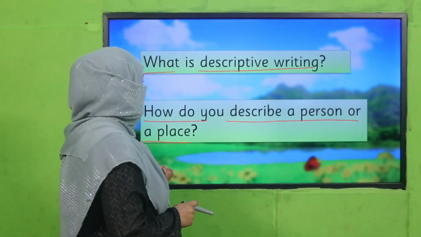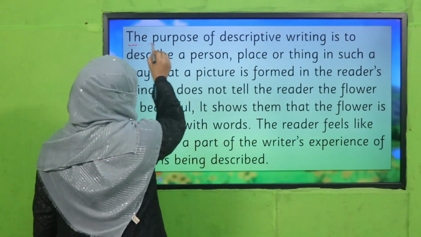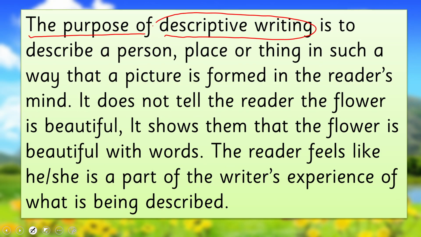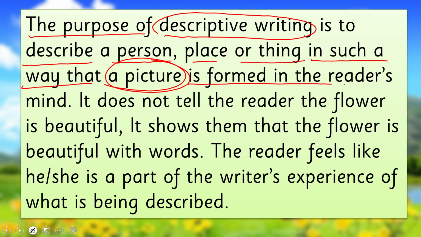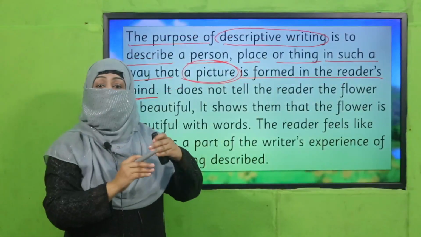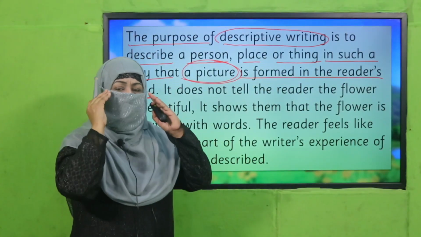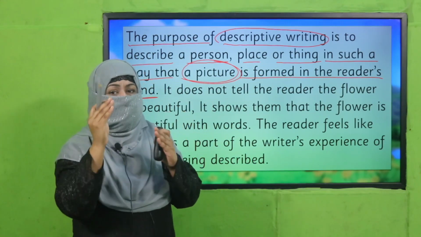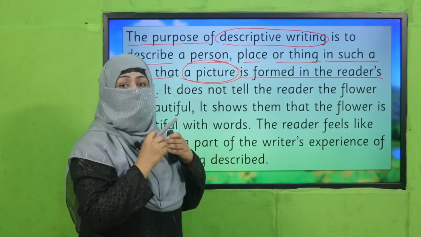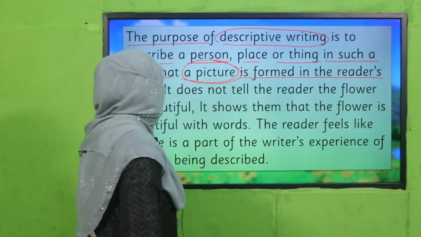Yes, my dear students, beta, the purpose of descriptive writing is to describe a person, place, or a thing in such a way that a picture is formed in the reader's mind. Like the reader is not looking at that person or place, but the way you have described it, they can see that, well, it is like that, it is like that. That's why we use many adjectives in descriptive writing.